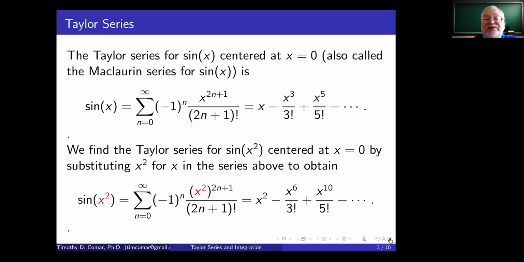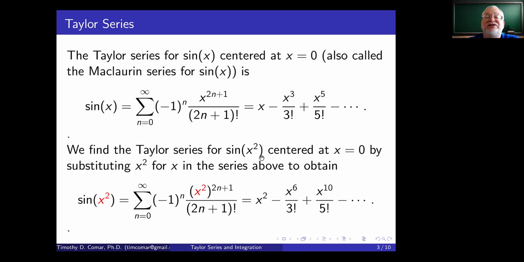So the Taylor series for sine x, centered at x equals 0, also called the Maclaurin series for sine x, is given here as follows. So sine of x is equal to the power series here, -1 to the n, times x to the 2n plus 1, divided by 2n plus 1 factorial, as n ranges from 0 to infinity. And we have the first couple terms written out over here.